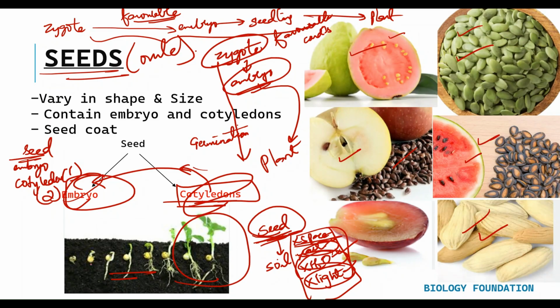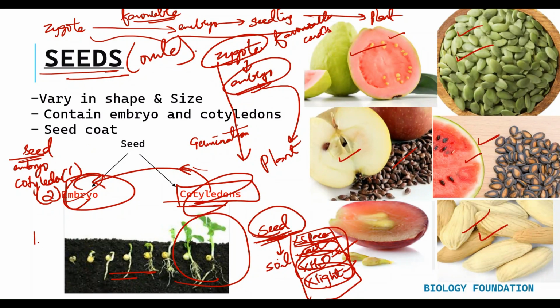Now try to understand, the cotyledons and the embryo are attached to an axis, okay. The cotyledons as well as the embryo get attached to a short curved structure that is called axis.